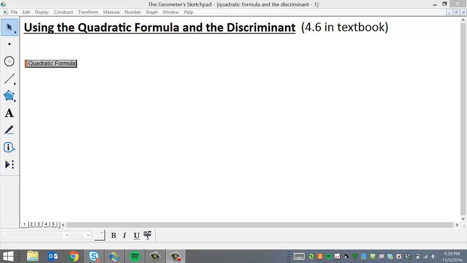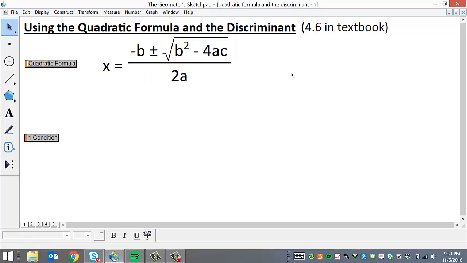So hopefully, as an Algebra 2 student, you know what the quadratic formula is. If you forgot the quadratic formula, it's really, really easy. You can Google search it really quickly, and you find that the quadratic formula is x equals negative b plus or minus the square root of b squared minus 4ac all over 2a. Okay, we'll talk about the discriminant in a little bit, but this is the quadratic formula.